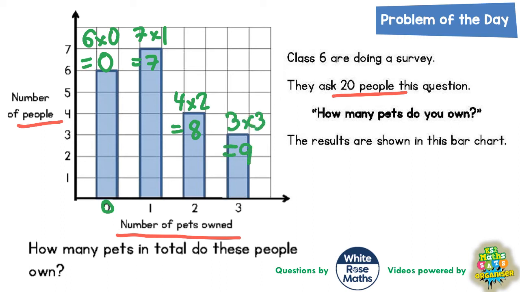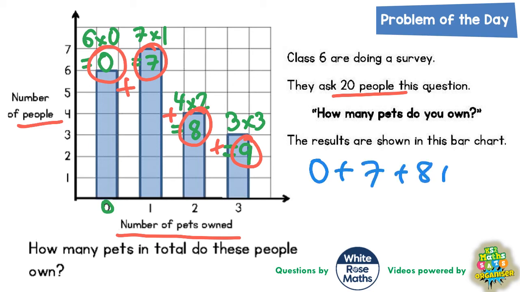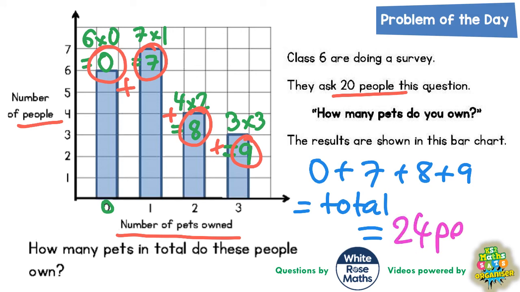Now we've basically gathered all the information we need to get to our final answer. So we've got this 0 amount of pets, 7 pets, 8 pets and 9 pets. And all we need to do now is add those together. So it's 0 plus 7 plus 8 plus 9, and that will give us the total amount of pets. Well, 0 plus 7 is 7, 7 plus 8 is 15, and 15 plus 9 is 24 pets. So the final answer is 24.